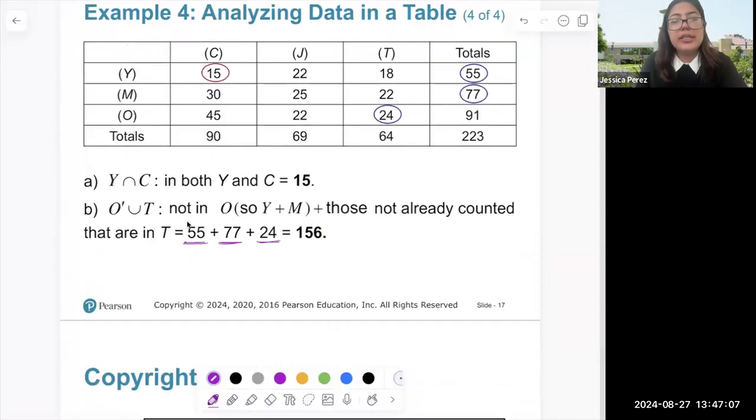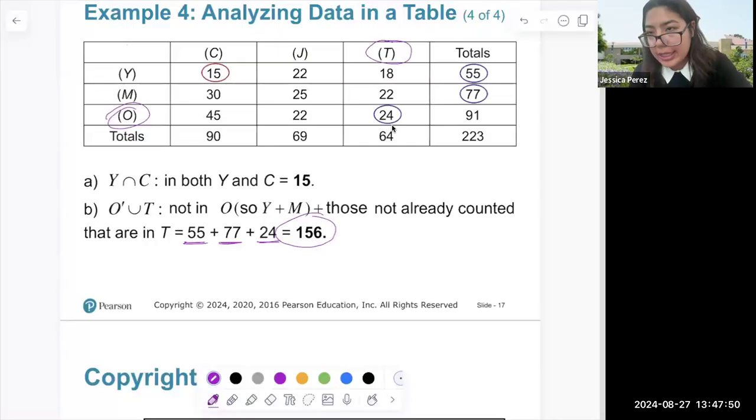Again, O prime means not O, so that means you are Y and M. And those that are not already counted, because if I would add 91, that would be double counting. So be careful. I would have to just look at the O and the T, which is not counted. The T was already accounted for in the 55 and the 77. We were only missing the O and the T. So OT, that was 24, which was not counted. So then our answer would be 156.